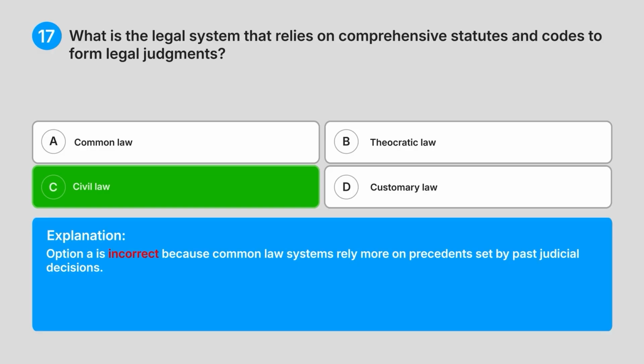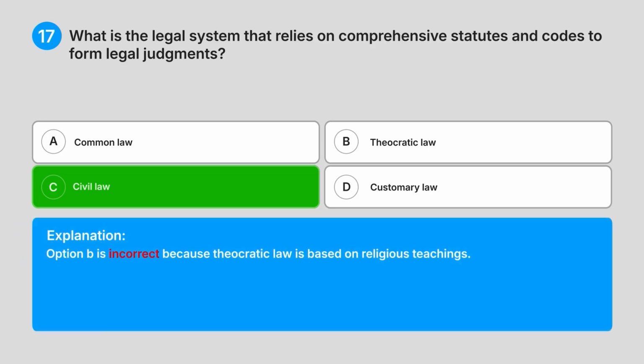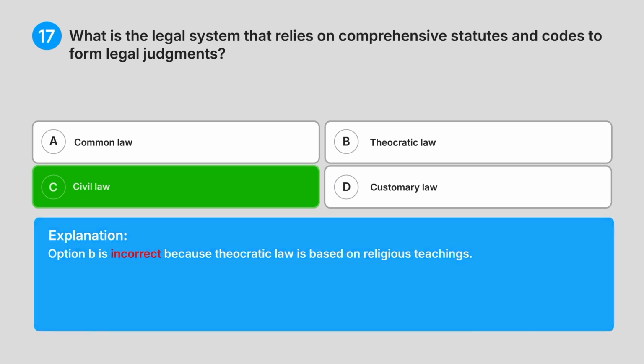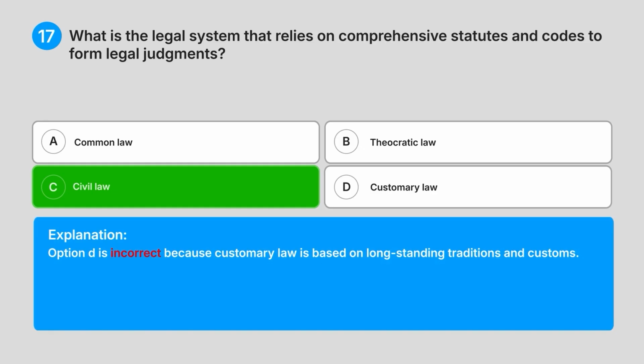Option A is incorrect because common law systems rely more on precedents set by past judicial decisions. Option B is incorrect because theocratic law is based on religious teachings. Option D is incorrect because customary law is based on long-standing traditions and customs.